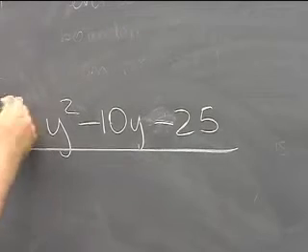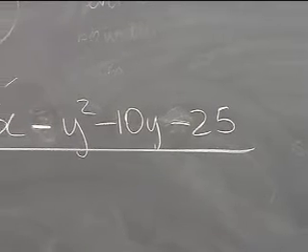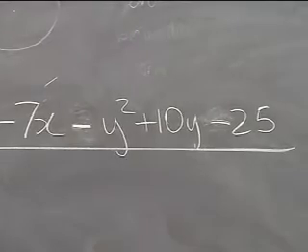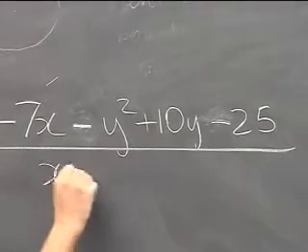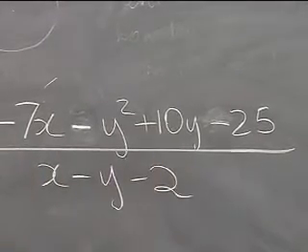No, this is supposed to be a minus y squared there. And this is supposed to be a plus 10y. And over x minus y minus 2.